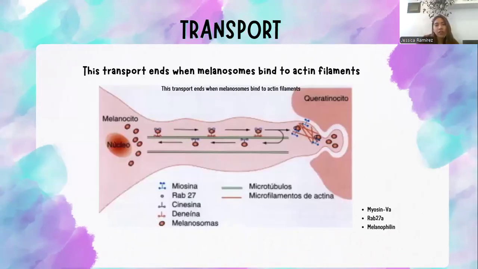So, continuing with this transfer. It will end when the melanosomes bind to actin filaments through a complex formed by myosin Va, Rab27A, and melanophilin. Upon reaching its final location, melanin becomes the main determinant of skin color.